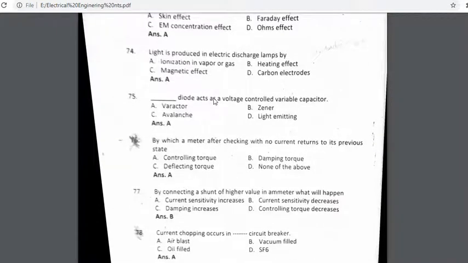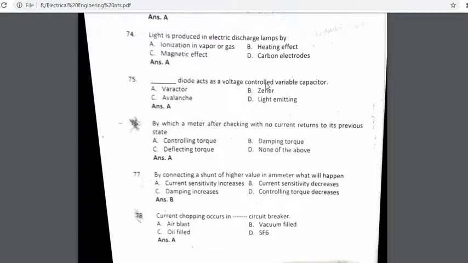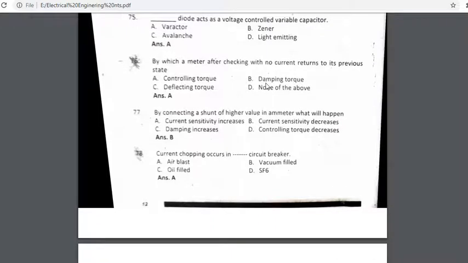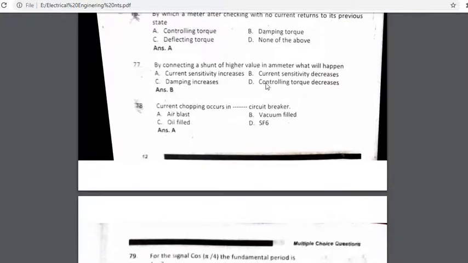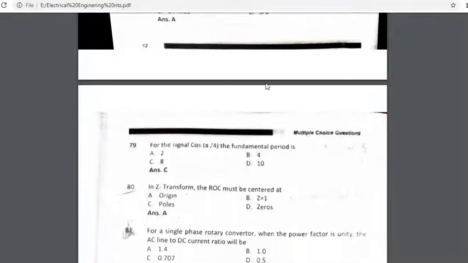Dash diodes act as voltage controlled variable capacitor, which is a varactor. When you see construction of the varactor, you will see that you can control its capacitance by voltage. By which torque after checking with no current return to previous state is called controlling torque. By connecting a shunt of high value to an ammeter, what will happen? Current sensitivity will decrease. So current chopping occurs in air blast.